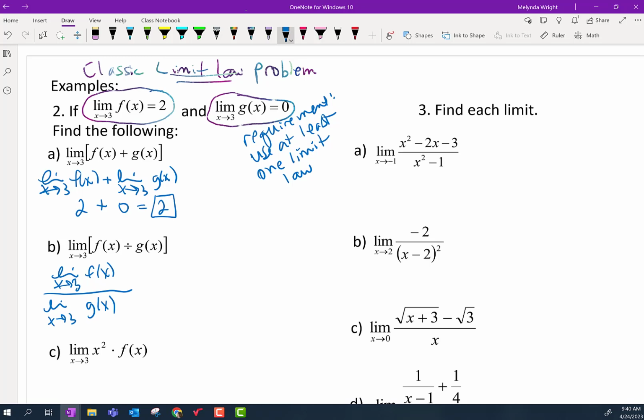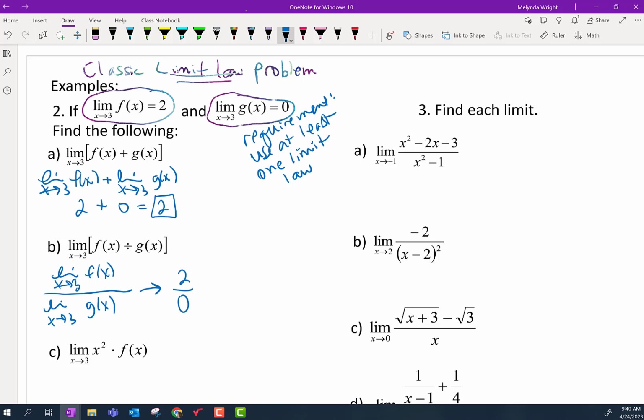Wonderful. Now, what am I supposed to do? Now I'm supposed to take the information that I'm given and substitute it in. We're substituting into our expression. So let's see, the limit as x goes to 3 of f of x, that's 2. The limit as x goes to 3 of g of x, that's 0. Oh, this is a type 3. This is a type 3 from the last page.